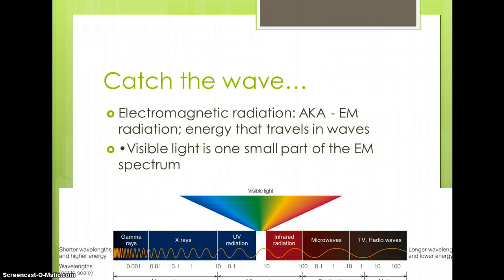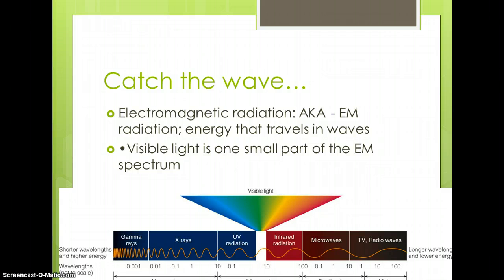Energy in the form of waves is called electromagnetic radiation. This is the electromagnetic spectrum that you see at the bottom of the page. It shows the different types of electromagnetic radiation and the energy. The electromagnetic radiation that we see is called visible light. It's about in the middle of that bar graph. On the left-hand side, you see gamma rays. On the right-hand side, TV and radio waves.